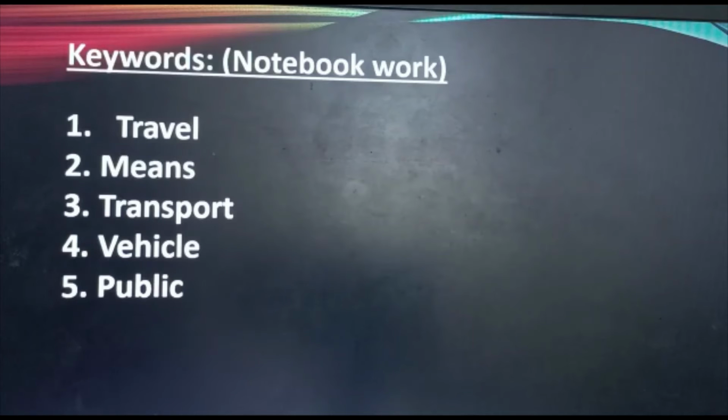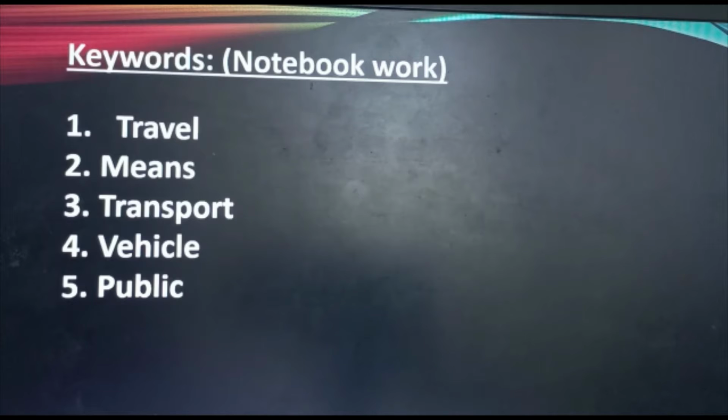I want you to write all the keywords in the notebook. And before you start writing, I want you to try and read the keywords properly and try to memorize it into your brain so that whenever the word comes in front of you, you are able to recognize it within seconds. All right. So the first word here is travel.